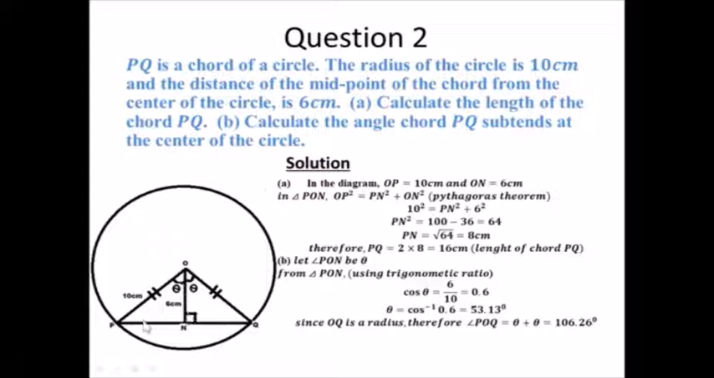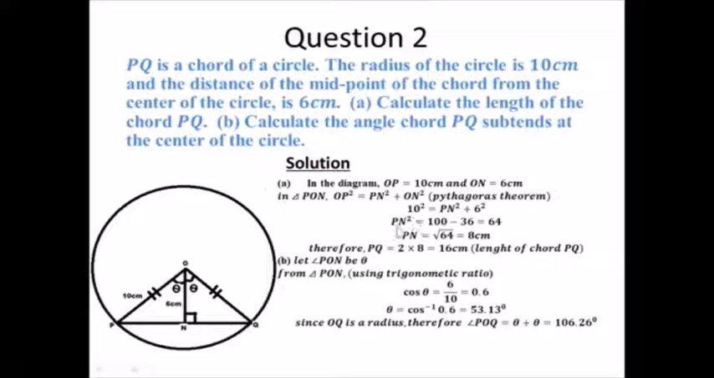That would give us a right angle triangle here. And from the diagram I have here, OP is 10 centimeters, ON is 6 centimeters. You can see from the triangle PON, you can use Pythagoras theorem to find our PN here. Pythagoras theorem says that OP squared equals PN squared plus ON squared.